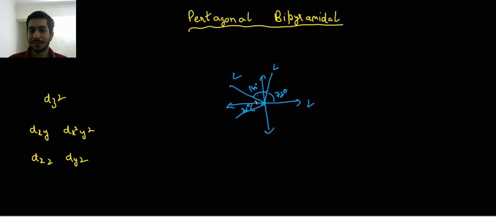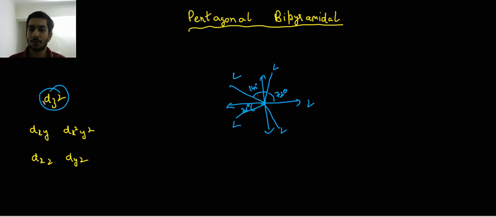Then if we have 216 over here, then the next one would be at 288, right? 288 degrees. So this is basically 270, so 288 will be somewhere over here. So the next ligand will be over here, right? So these are the positions of the ligands, and then we have two ligands in the z direction. So obviously there is very high repulsion in the z direction, direct repulsion by two ligands. So that is why your dz square becomes of highest energy, direct repulsion, right?